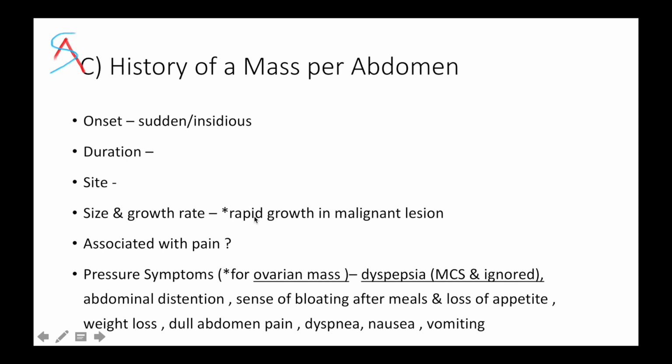because if there is rapid growth, it means the mass is mostly malignant. Ask whether it is associated with pain, or whether the mass is causing pressure symptoms. Mostly in ovarian mass, the most common symptom would be dyspepsia, which is the most ignored symptom. The patient will have abdomen distension, weight loss, abdomen pain, dyspnea, nausea and vomiting.